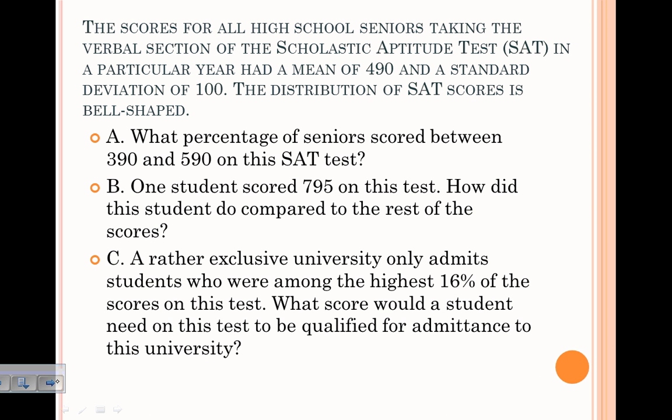All right, so let's look at this. The scores for all high school seniors taking the verbal section of the Scholastic Aptitude Test in a particular year had a mean of 490 and a standard deviation of 100. The distribution of SAT scores is bell-shaped, so it's approximately normal. Question A, what percent of seniors scored between 390 and 590 on this SAT test? Question B, one student scored 795 on his test. How did the student do compared to the rest?